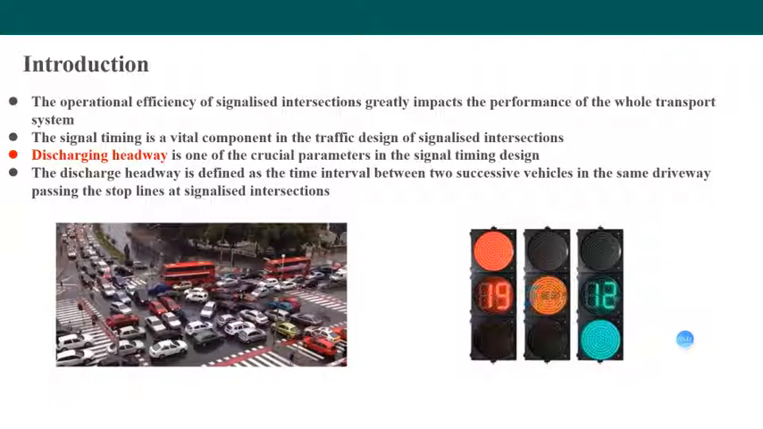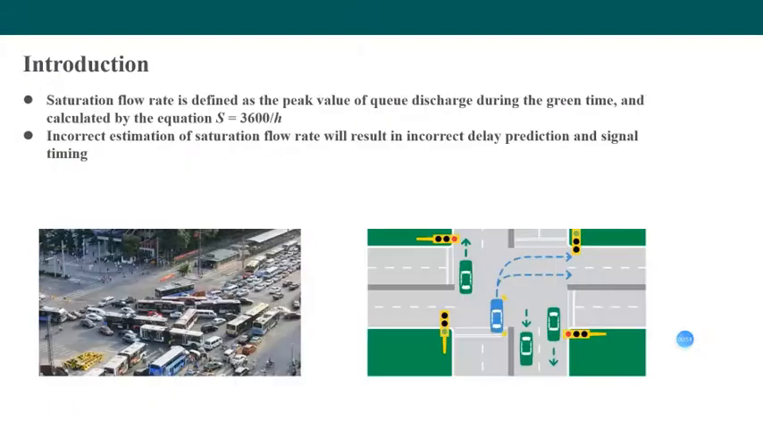The discharging headway here is defined as the time interval between two successive vehicles in the same driving lane passing the stop line at a signalized intersection. The saturation flow rate is defined as the peak value of discharge during the green time and is calculated by the equation here. Incorrect estimation of saturation flow rate will result in incorrect delay prediction and thus biased signal timing settings.